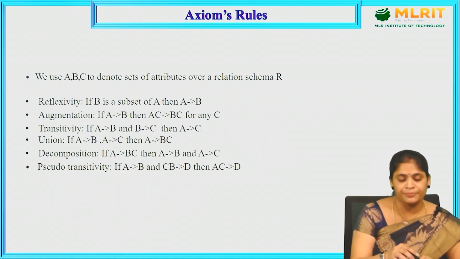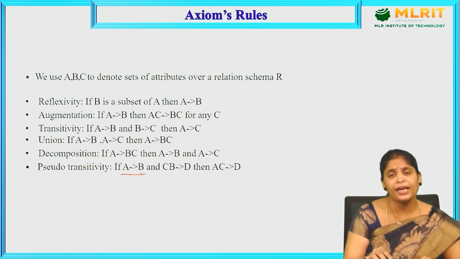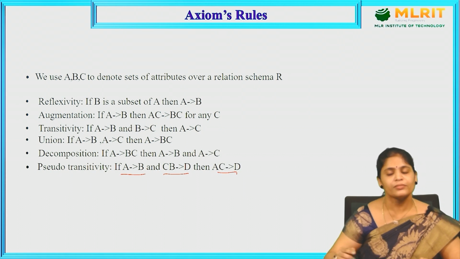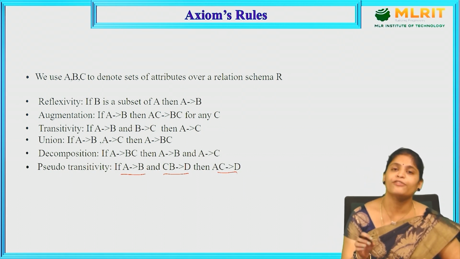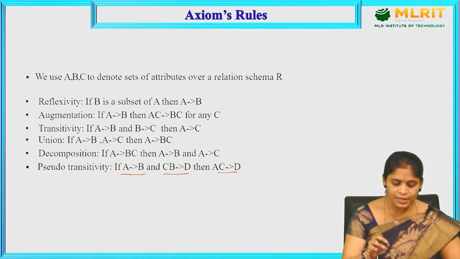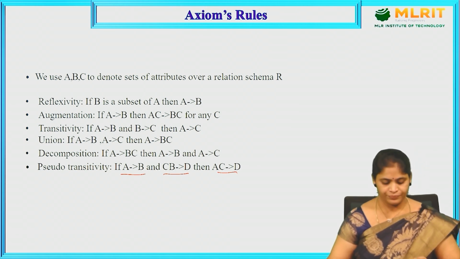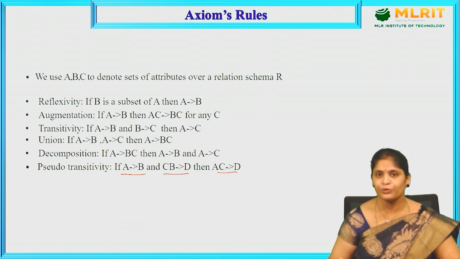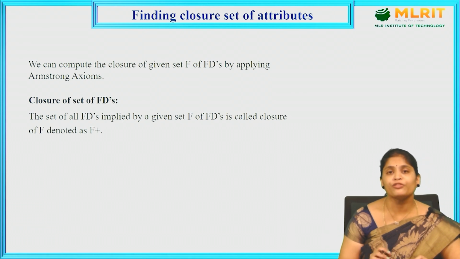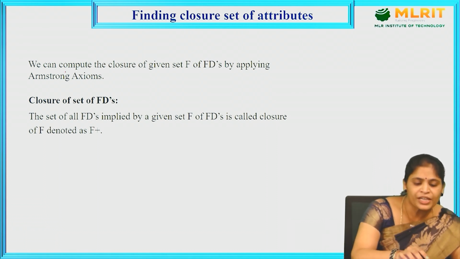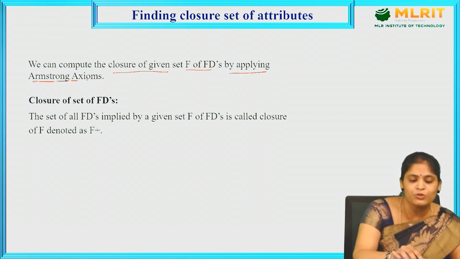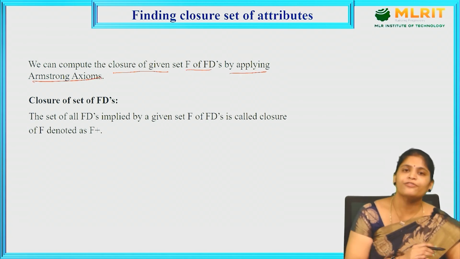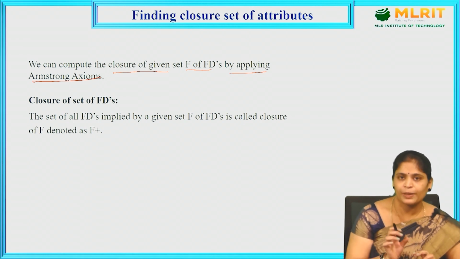Okay. Next, pseudo-transitivity. If A derives B and CB derives D, then AC derives D. Here A, B, C and D are nothing but different columns or attributes in a particular table. So, these are some of the axiom rules. By using these rules, let us define how to find closure. We can compute the closure of a given set F of FDs by applying the above rules.